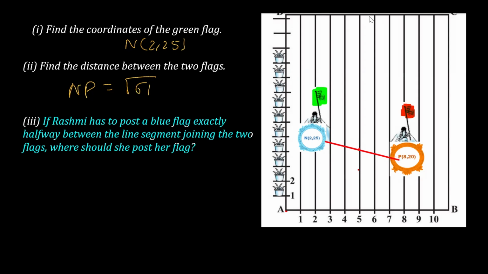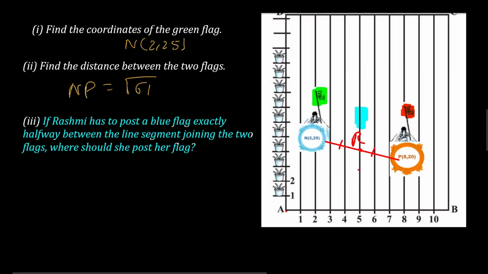So somewhere here, we are not taking it to scale, and her name is Rashmi, so let's call this point R. As of now we don't know the midpoint. And she is posting the blue flag over here. So what we have to find out is the distance. What we know here is that these two lengths are equal. That means NR is equal to RP.